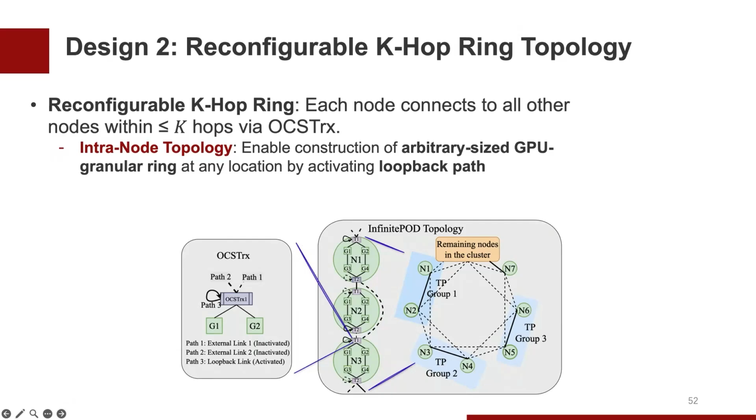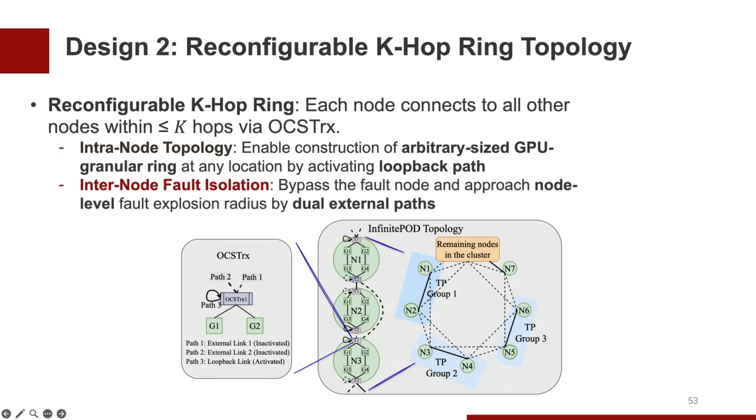The topology includes two parts. First, the intra-node topology can enable the dynamic construction of arbitrary-size GPU rings at any location by activating the loopback path, and it can support large and adaptable TP sizes. For example, if N1 and N2 activate the loopback path, while N1's OCSTrx 2 and N2's other port activate the external path, this forms a ring between the GPUs. By activating different paths at various locations, rings of any size can be constructed.